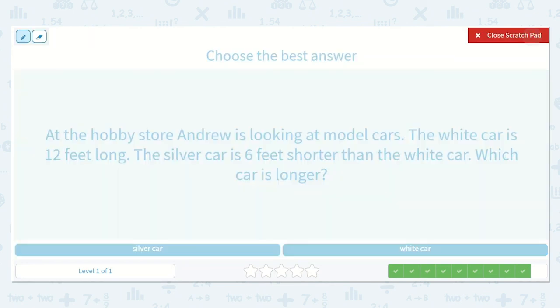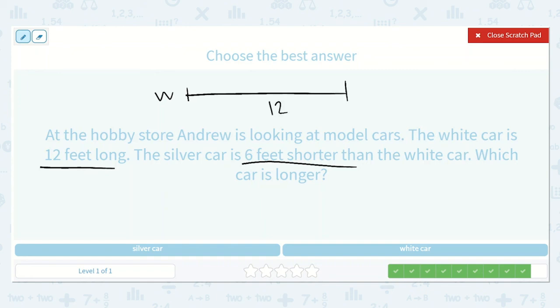All right, last they say, at the hobby store, Andrew is looking at model cars. The white car is 12 feet long. The silver car is 6 feet shorter than the white car. Which car is longer? Well, we know that the white car is 12 feet long. And we know that the silver car is 6 feet shorter.